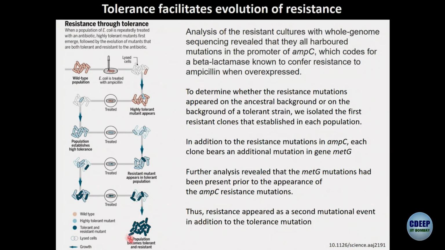So they have kept an AmpC gene mein mutation mila. So they said okay, let's go back and see kab yeh mutation aaya. So they went back to all this and they started looking at that to determine whether the resistance mutation appears on the ancestral background or on the background of a tolerant strain. We isolated the first resistance clone that established in each population.